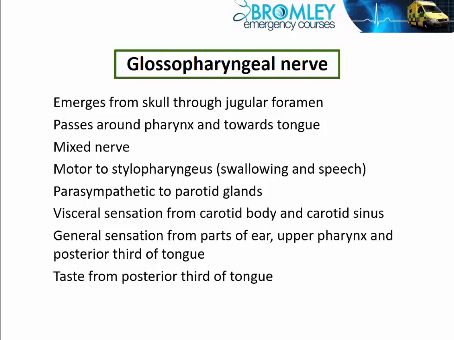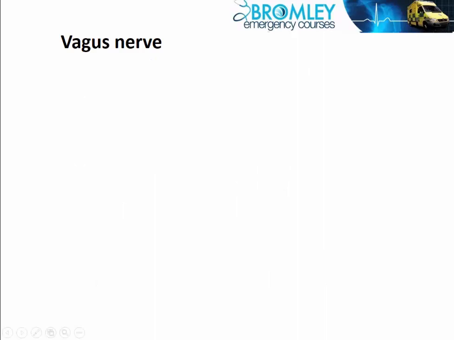Then taste, a special sensation. The anterior 2/3 are the chorda tympani, which travel partly in the mandibular nerve but ultimately have come from the facial nerve. And then the posterior third taste is also in the glossopharyngeal. So the two types of sensation in the tongue are quite complicated. So that's the glossopharyngeal nerve. Let's move on to the vagus.